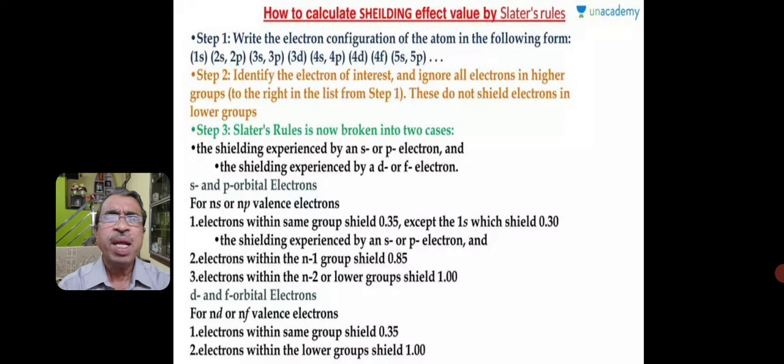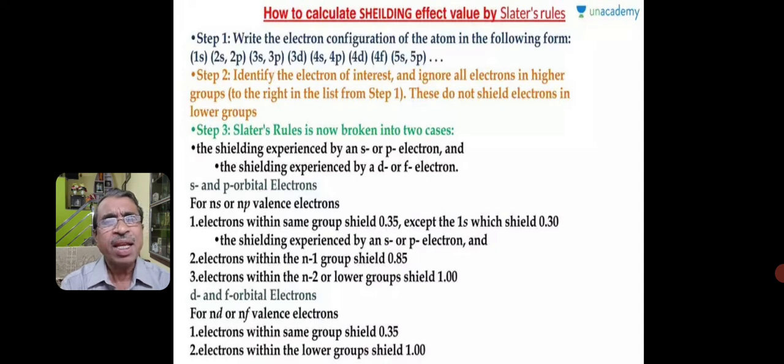For S and P electrons, ns and np valence electrons, use the value 0.35 for the same shell, except the 1s shell, which is 0.30. Electrons within the n-1 group shield value is 0.85. Electrons within n-2 or lower groups shield value is 1.